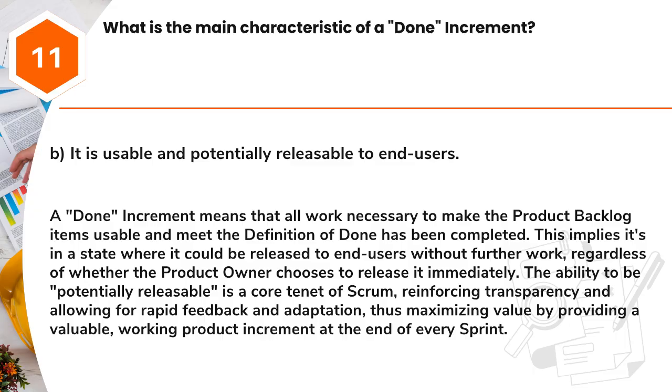The ability to be potentially releasable is a core tenet of Scrum, reinforcing transparency and allowing for rapid feedback and adaptation, thus maximizing value by providing a valuable, working product increment at the end of every sprint.